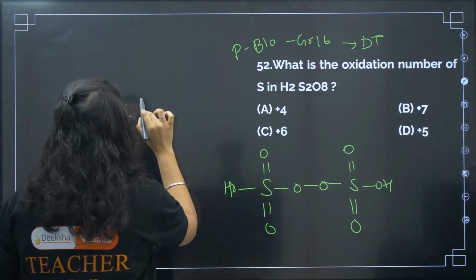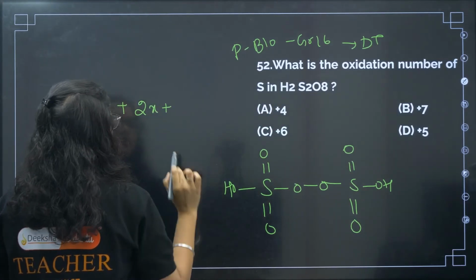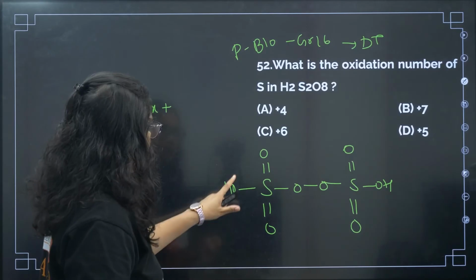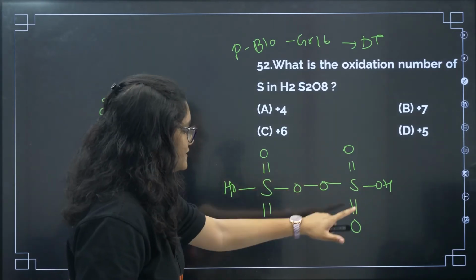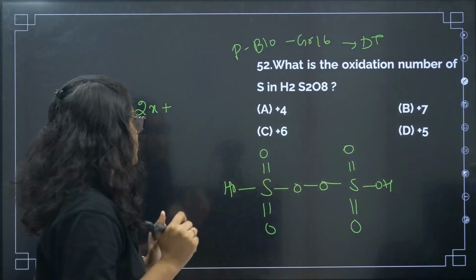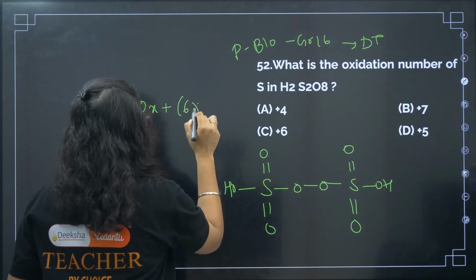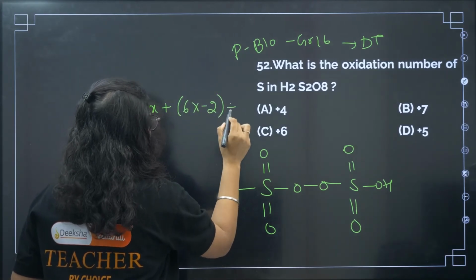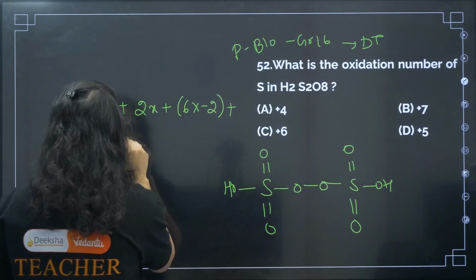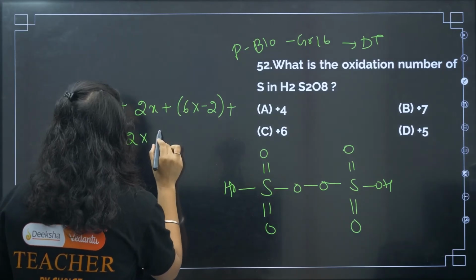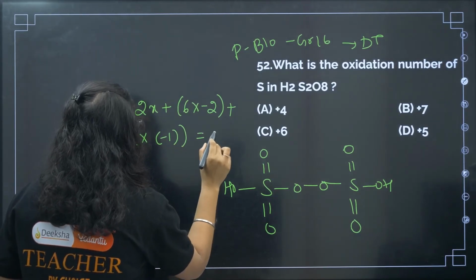Okay, and let us take 2x as this one, and you see 1 2 3 4 5 6 oxygens, charge is -2, so that is 6 into -2, but 2 oxygens have a peroxide linkage, so their charge is -1, 2 into -1. Okay, this is equal to 0.